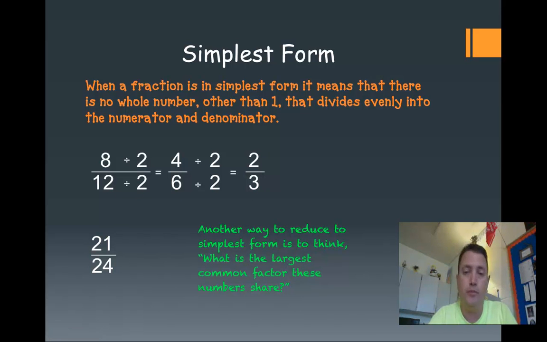Another way to reduce to simplest form is to think, what is the largest common factor these numbers share? So looking at 21 and 24, what is the biggest factor that they share in common? I want you to pause that a minute and think about it. I'm going to go over the answer right now. So, the biggest number that they share in common is 3. So if I divide the numerator and denominator by their largest common factor, that's going to give me 7/8. And I'm going to talk about ways to figure out what that is in some upcoming lessons as well.